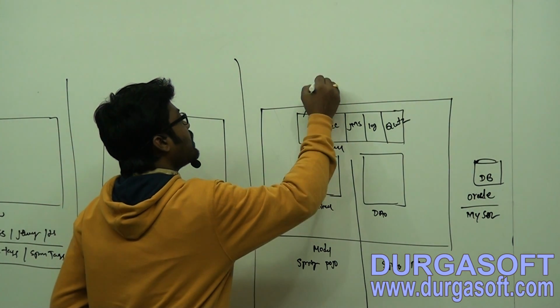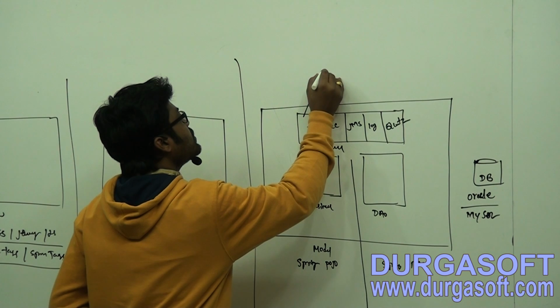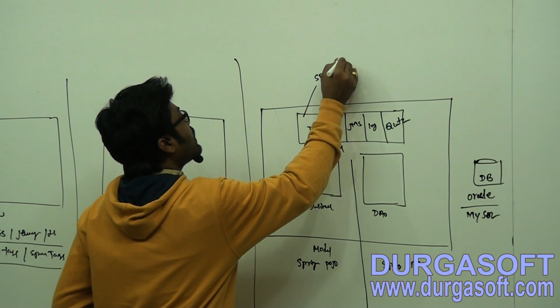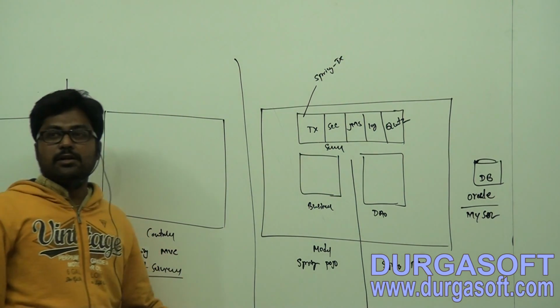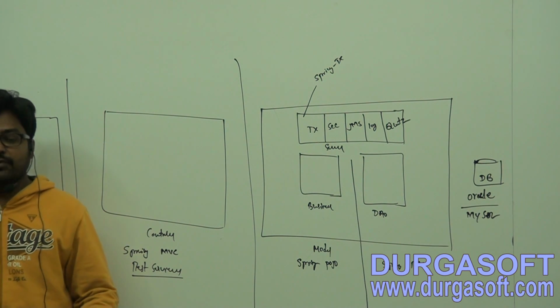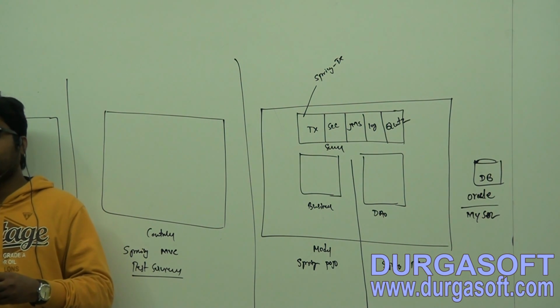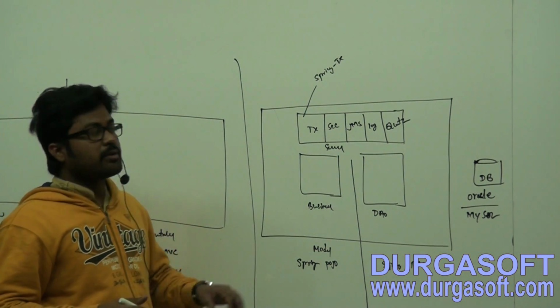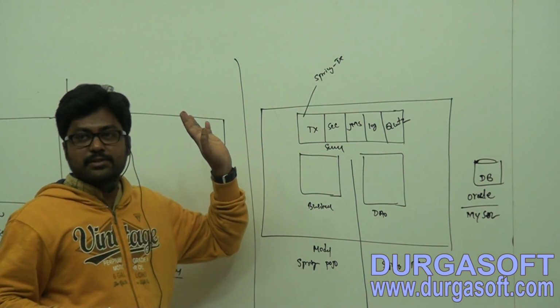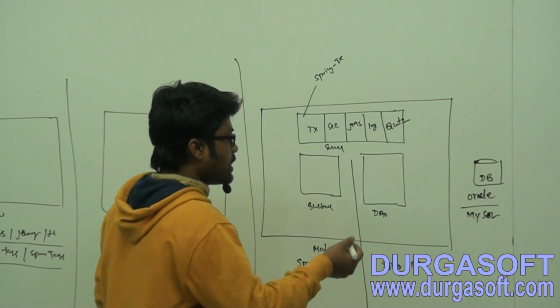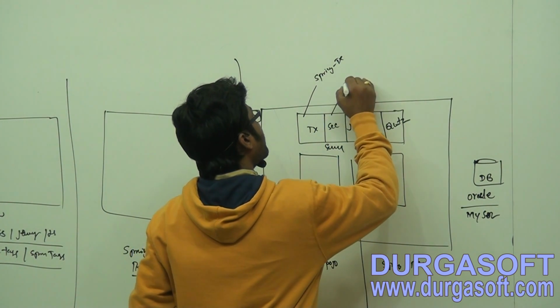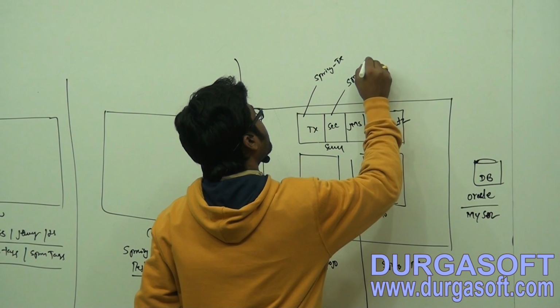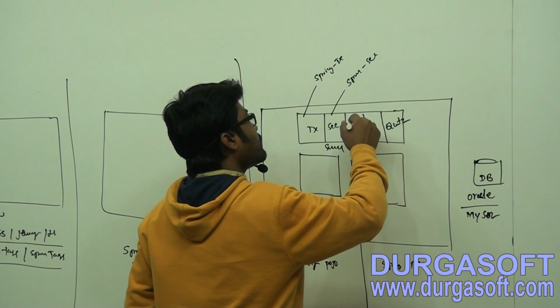For transactions, what can I use? My choice is Spring transactions only. I don't want to use any container dependent transactions. If you use WebLogic or JBoss, they will provide container dependent transaction management, but I don't want that container management. I just want to manage by using Spring itself. So I require Spring here, and I want to use only Spring security here. I don't want any container level security.